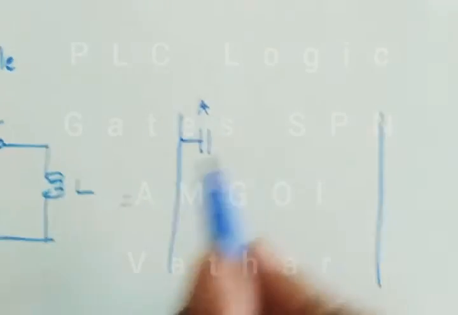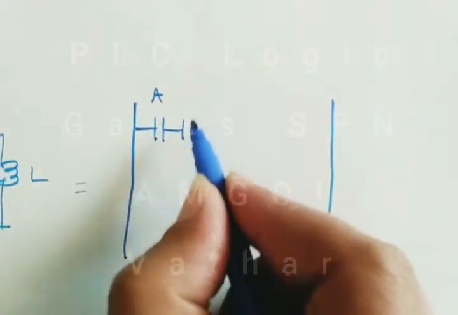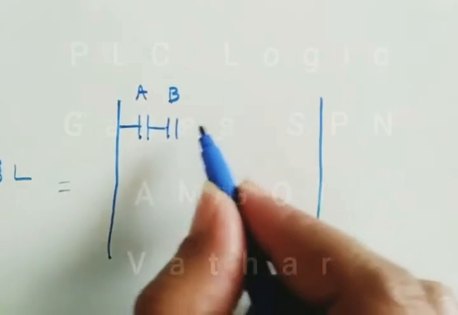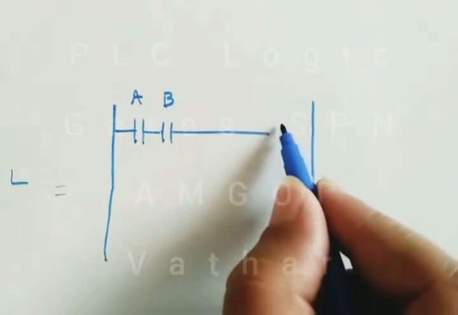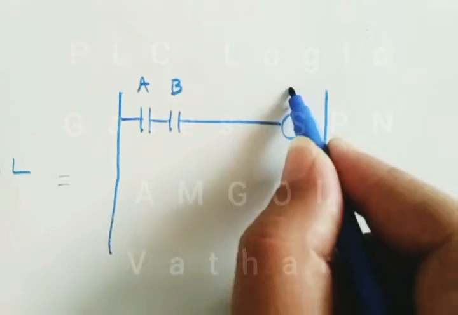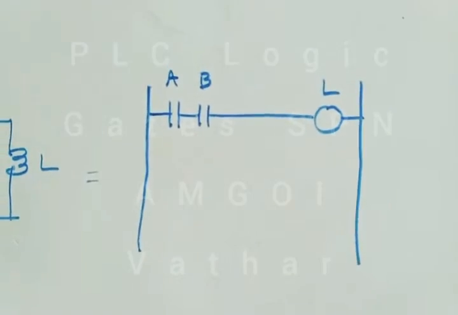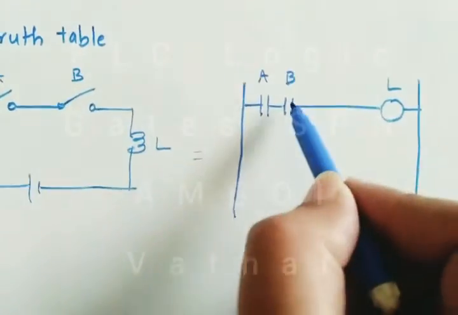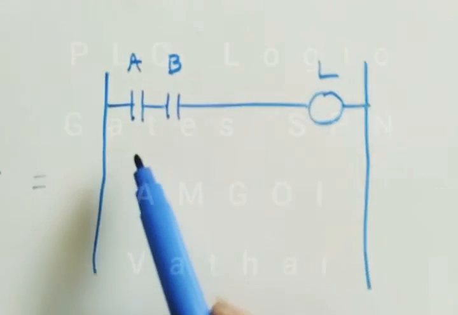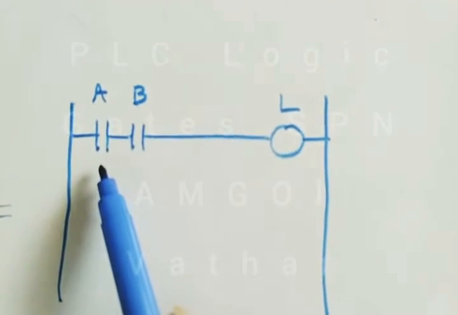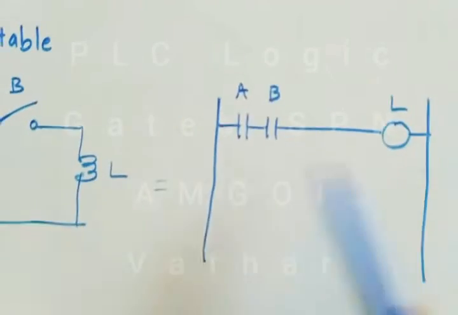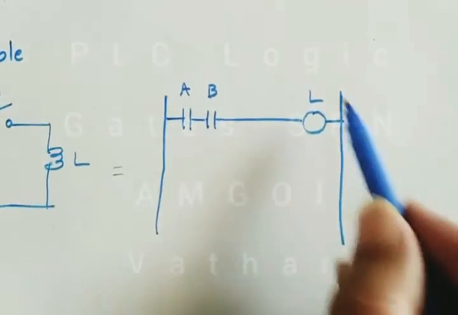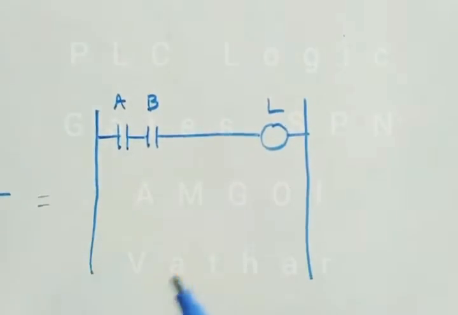Switch B is connected in series with A. Therefore, switch B is shown in series in the ladder diagram. And finally, the output lamp L is shown on the right side by a circle. Thus, switch A, switch B are normally open switches. They are represented by the two parallel lines symbol, and the lamp or the output is shown by a circle. This ladder diagram represents the AND gate.